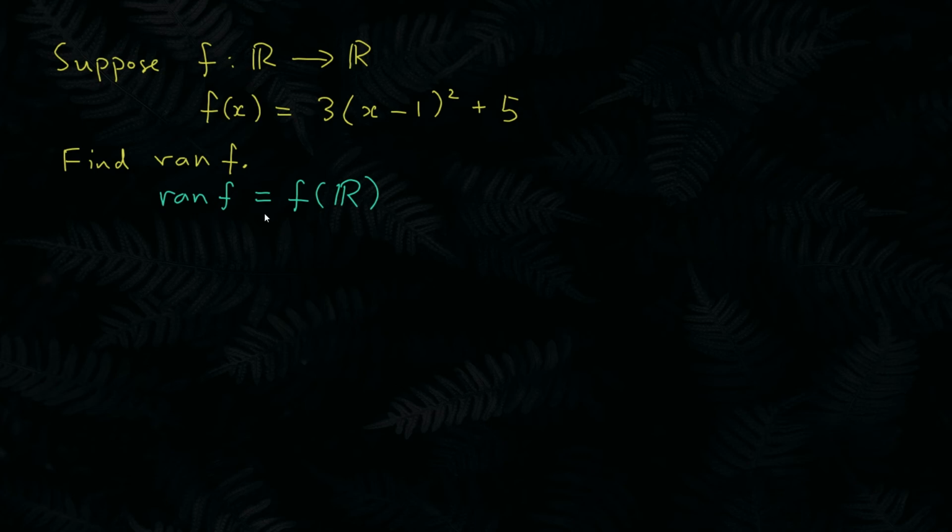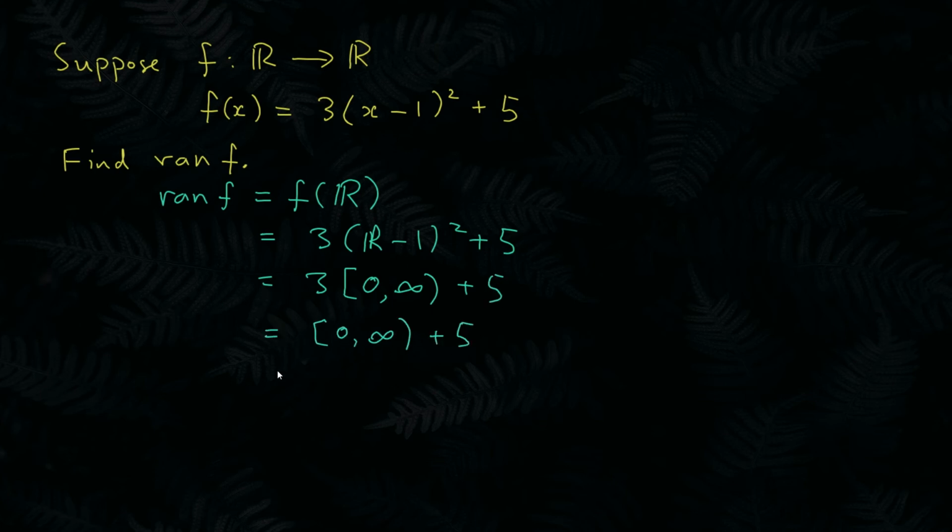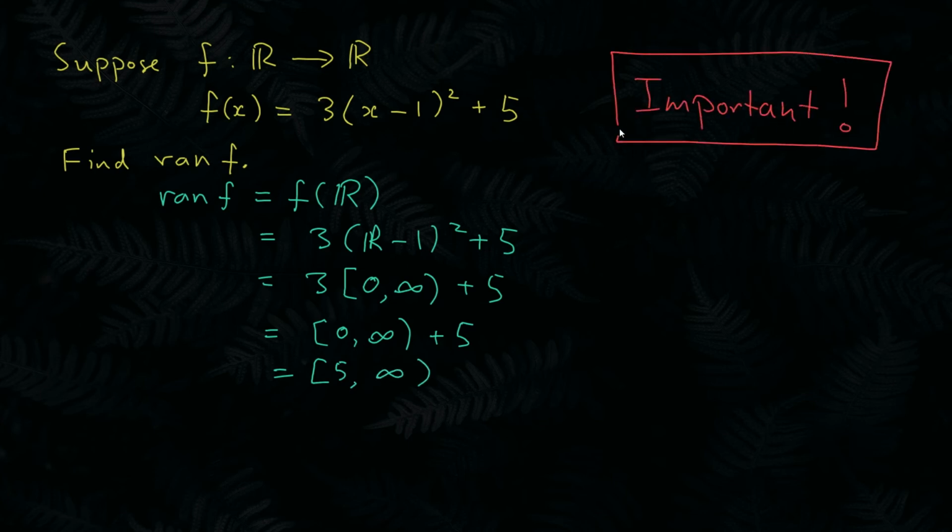In any event, we have range of f equals f of its domain, which equals 3 times the real line minus 1 squared plus 5. So first we need to take the image of the real line under the subtraction by 1 function. That gets us the whole real line. Then we square that, and we just get the positive numbers union 0. Multiply that by 3, it doesn't change anything. And then we just add 5. Now there's something important here that you need to understand. This step here, from this line down to this line, this only works because there's exactly one mention of x here.